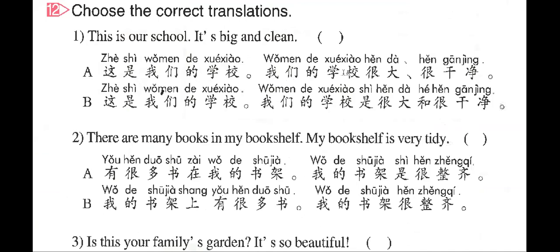这是我们的学校，我们的学校很大很干净。这是我们的学校，我们的学校是很大和很干净。Okay, here we have the problem. In Chinese, we can use this verb to be 是 directly with 很大. Okay, there is a structure which is 是 adjective and 的 which is not being used here. So this one is incorrect. So the correct one should be this one. Remember, 我们的学校很大. The key here is my school is big, 很干净, very clean. Okay, so this one, A, is the grammatically correct.